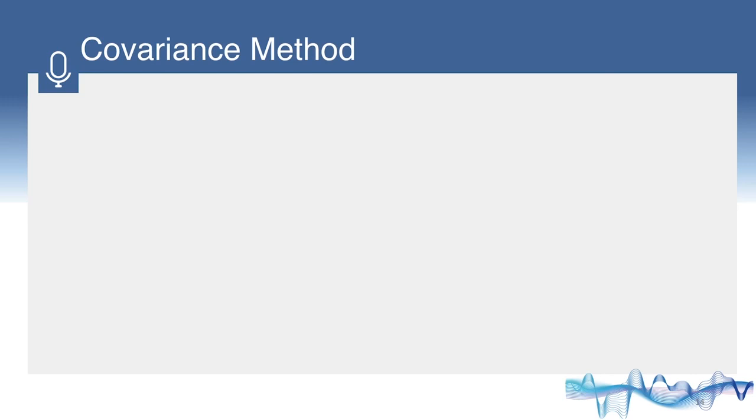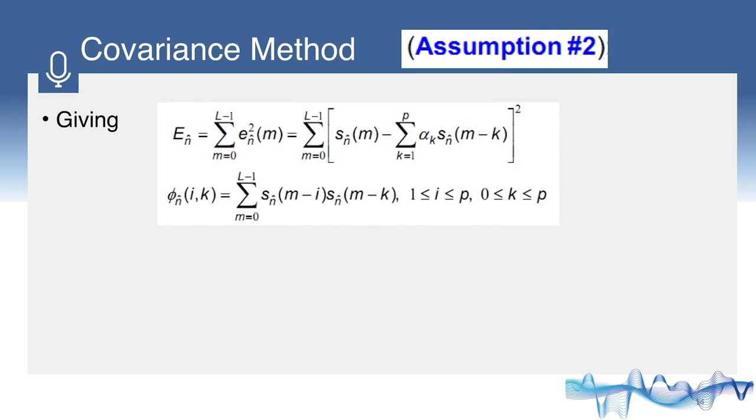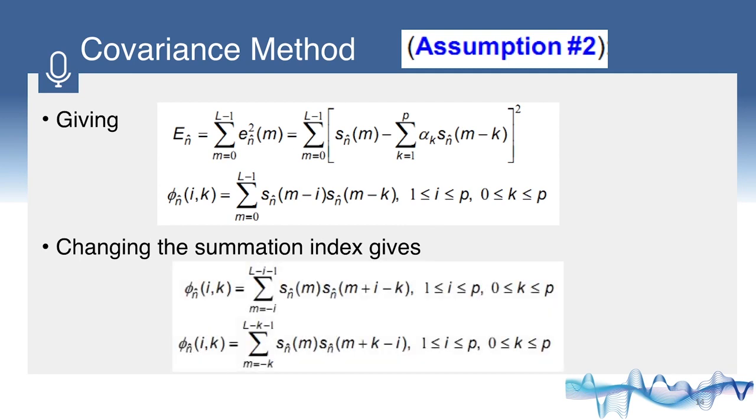There is a second basic approach to define the speech segment s_n(m), and the limits on the sums, namely to fix the interval over which the mean square error is computed. By changing the summation index, we can get another form of covariance function, phi_n(i,k). Such kind of method is called covariance method.